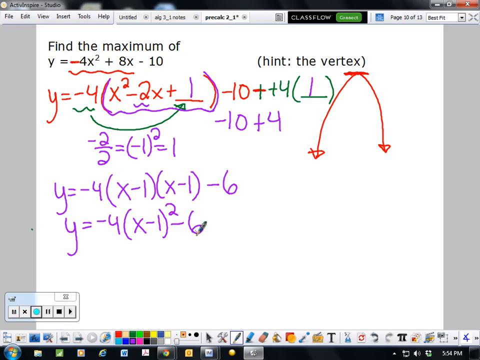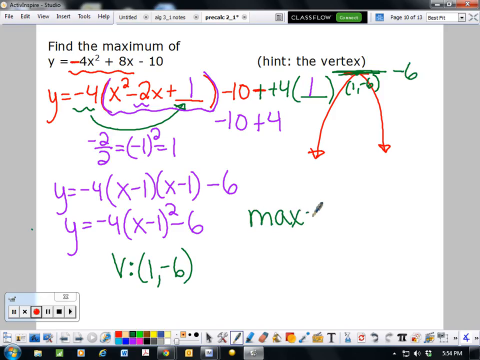And now they're asking me to find the maximum. So my vertex occurs at positive 1, negative 6. So I'm saying this one has a coordinate of positive 1, negative 6. Which means my maximum occurs at negative 6. So my max value is actually the y value, negative 6, but it occurs when x is equal to 1. And so when we work with contextual problems, we're going to see how that happens.